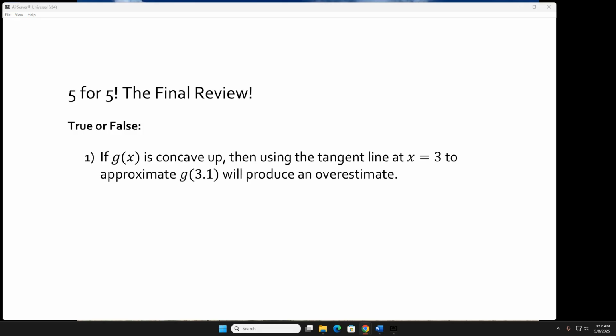The first one is that if g of x is concave up, then using the tangent line at x equals 3 to approximate g of 3.1 will produce an overestimate. So g is concave up. Is the tangent line going to produce an overestimate? Take a second, make that decision with your partner.